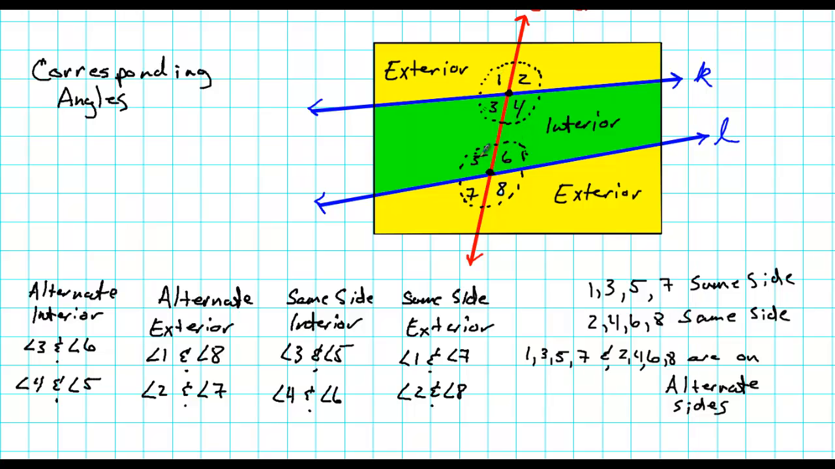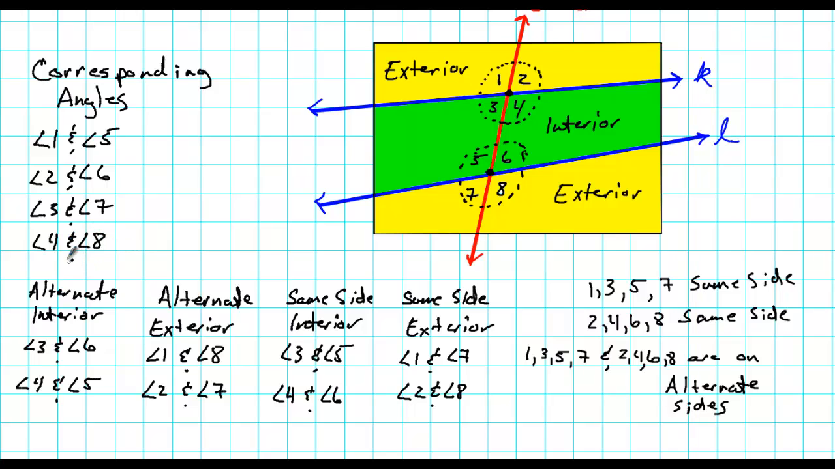So angle 1 would land where angle 5 is, right? If I pick this up and set it on this, so that means that angle 1 and angle 5 are corresponding angles. Angle 2 and angle 6, angle 3 and angle 7, and then angle 4 and angle 8 are all corresponding angles.